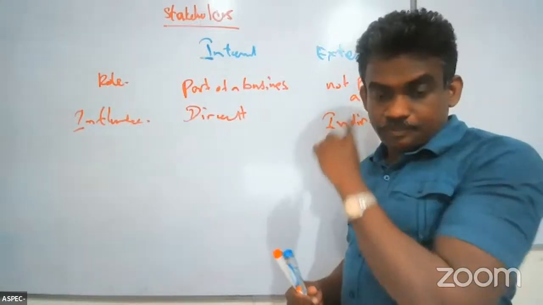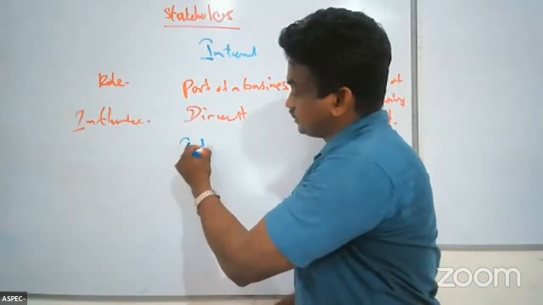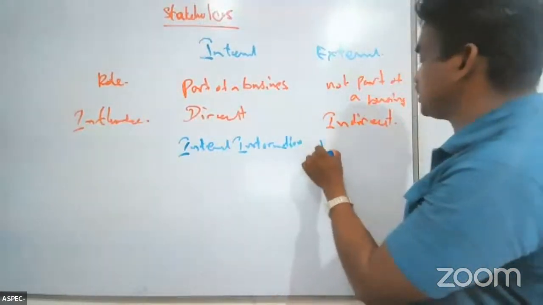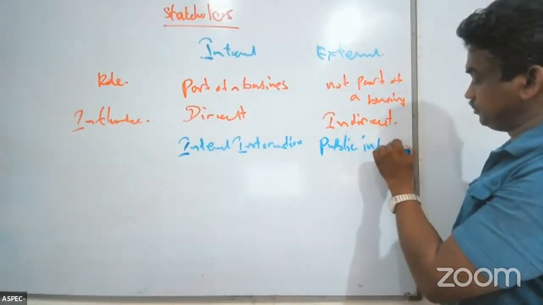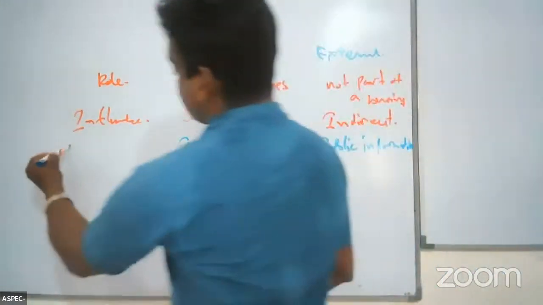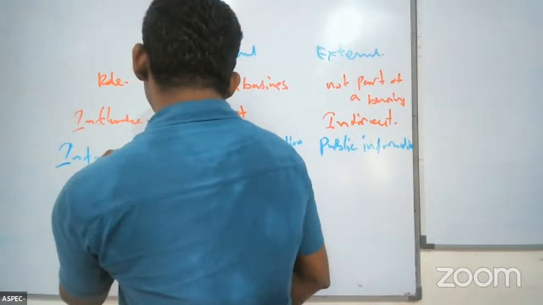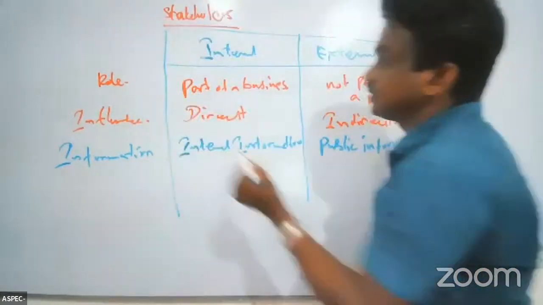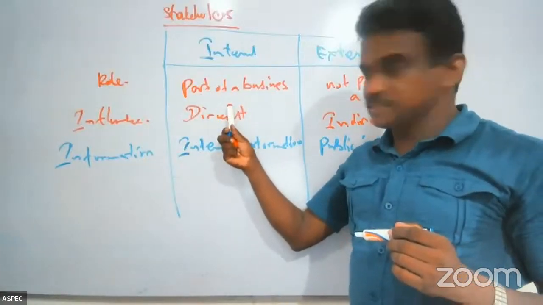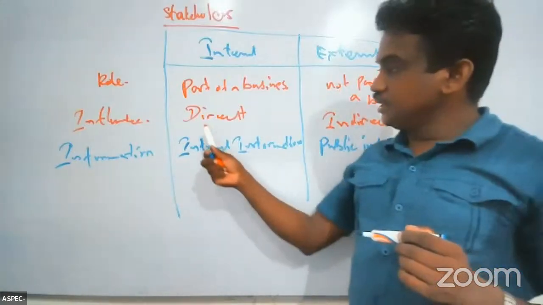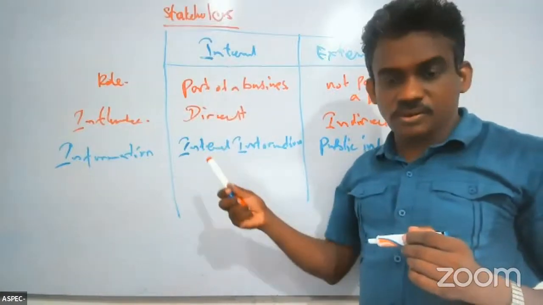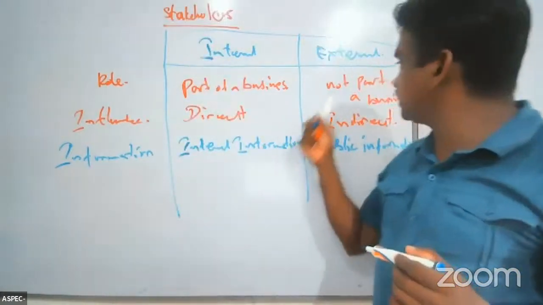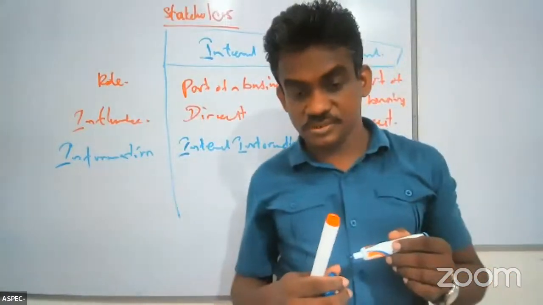Then information available: internal information, internal information. Here, public information, right? What we are doing is identifying the difference between internal stakeholders and external stakeholders. Role of the business: internal stakeholders are part of a business, external stakeholders are not a part of a business. Internal stakeholders have direct influence, external stakeholders have indirect influence. Internal stakeholders have internal information. External stakeholders have public information, right?